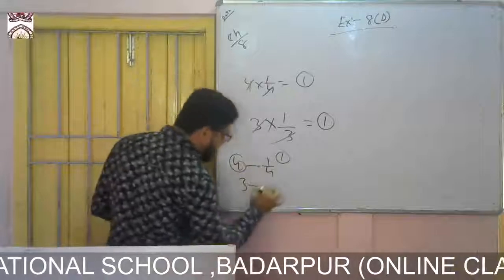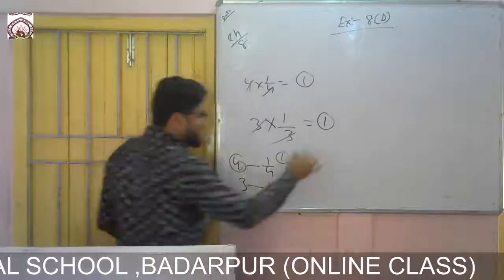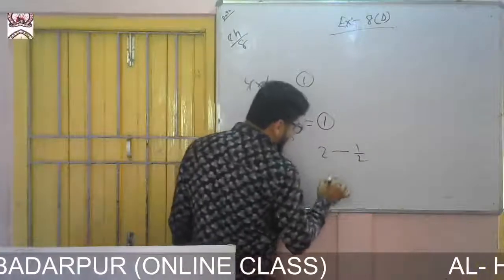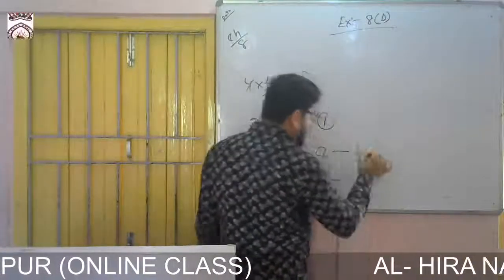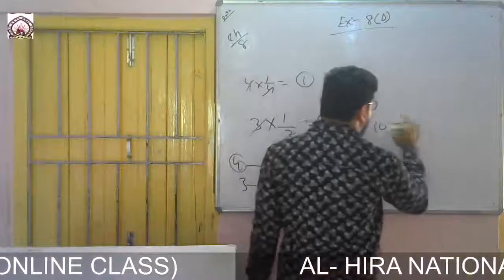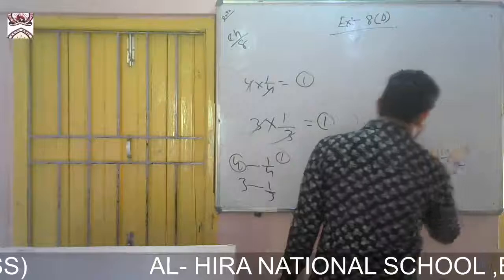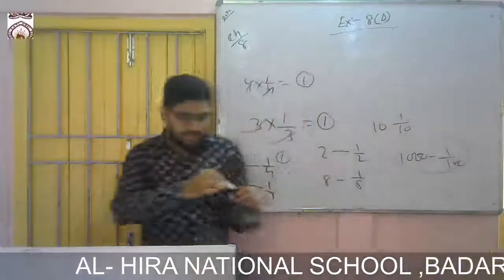The reciprocal of 3 will be 1 by 3. Like this, the reciprocal of 2 will be 1 by 2. The reciprocal of 8 will be 1 by 8. The reciprocal of 10 will be 1 by 10. The reciprocal of 1000 will be 1 by 1000, like this.